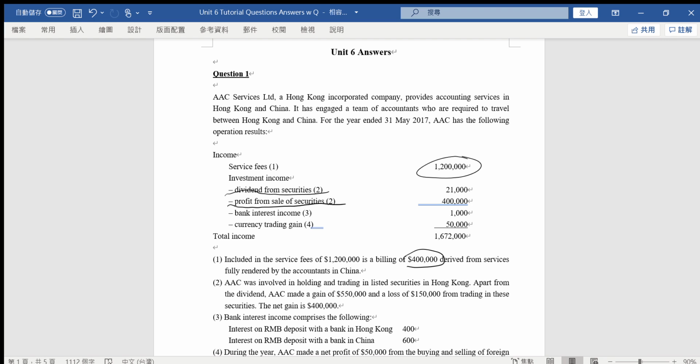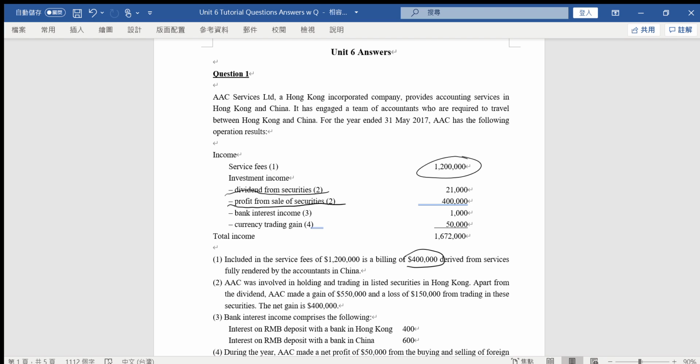Looking at that, there is the listed security in Hong Kong. Surely that will be traded in the Hong Kong stock market, and because of that, that should be Hong Kong source. And that amount, this $400,000 profit, the gain out of this trade of the securities, should be taxable profit, because that is the Hong Kong source.